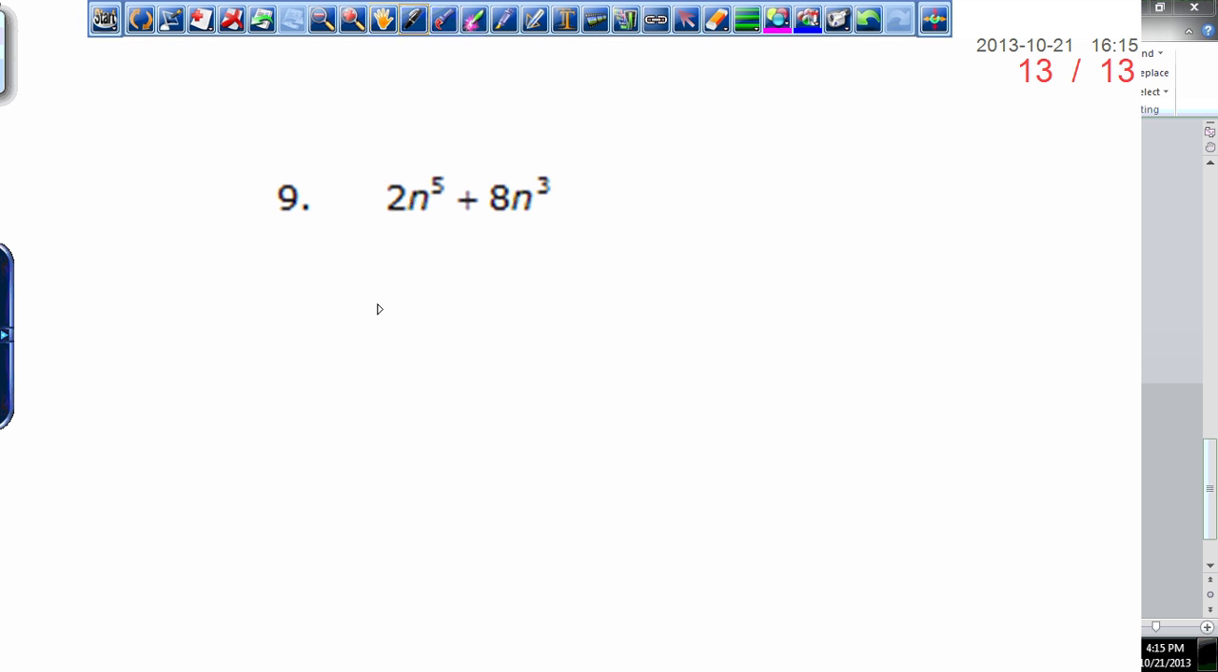Number 9. I think we're getting the hang of this by now. A 2, an n, and I can actually take out 2 n's. So now I'm left with n squared plus, oops, not 2, sorry, 4, right? Because 2 times 4 is 8.